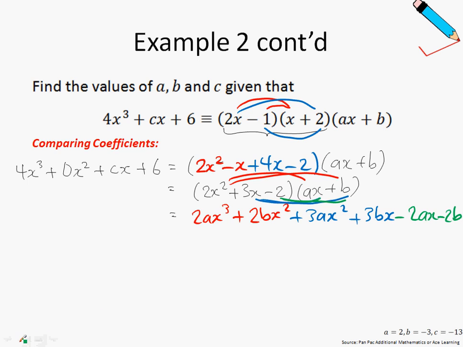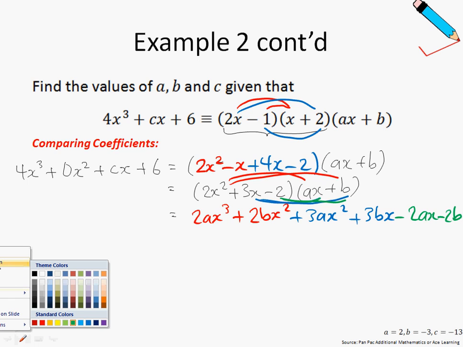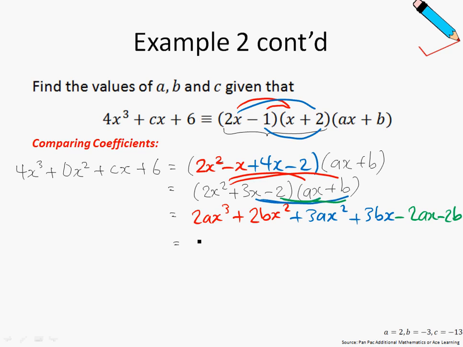So let us just simplify this and try to group the terms with the common coefficients together. So we have 2ax cubed plus, over here, let us factorize, 2b plus 3a, x squared. Okay, so I'm factorizing these two terms over here. And over here we have 3b minus 2a, x, and finally we have a negative 2b at the end.